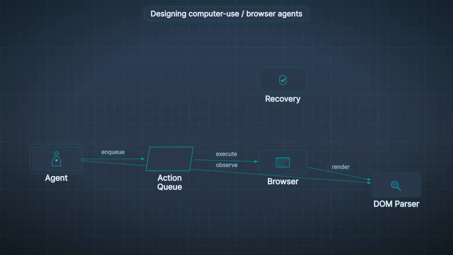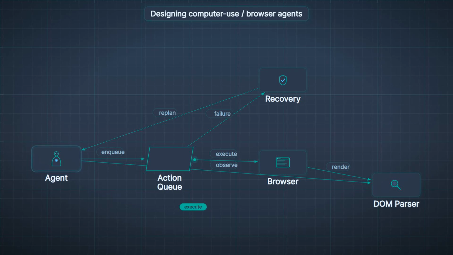When an action fails, say the button moved, the action queue flags it. It notifies the recovery module. Recovery triggers a replan. The agent adjusts its plan based on the new DOM state. The agent re-enqueues the corrected action.